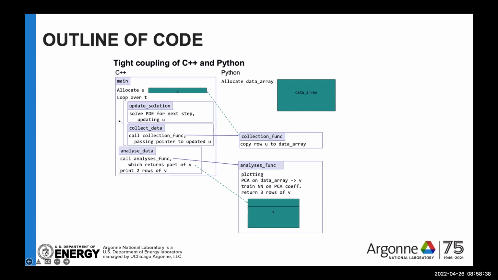After we're done solving Burgers' equation, we do this analyze data step, which calls this Python function. It plots, and it does a PCA or POD on that array, which gets you V. We train a neural network on the PCA coefficients, then return the first three rows of V back to C++, and C++ can print two of those rows. This is just to demonstrate how to couple C++ and Python.